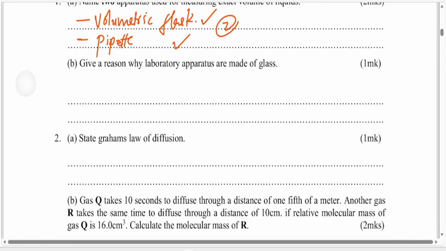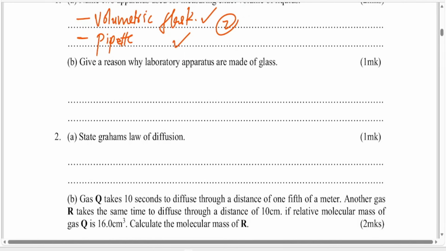Give a reason why laboratory apparatus are made of glass. In the laboratory, most of the apparatus are made of glass, and the reason is, one, they are transparent. Glass is transparent, and therefore whoever is doing the experiment will be in a position to make accurate observations.